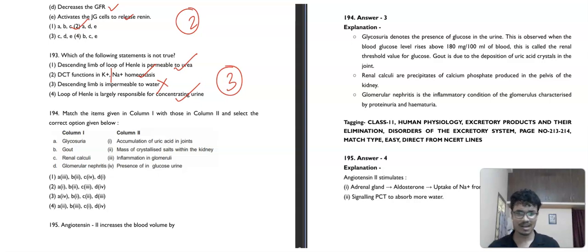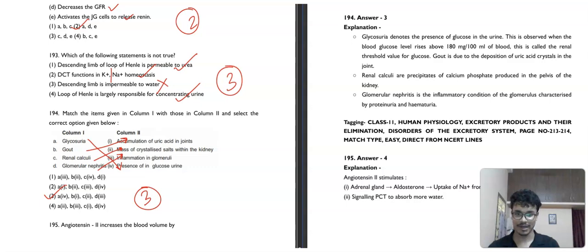Then glycosuria. Okay, so just break it. Glyco means sugar and suria means something is released in urine. So that is basically presence of glucose in urine. And gout arthritis, you know, is accumulation of uric acid in joints. Then renal calculi means a mass of crystallized salts within the kidney. And glomerular nephritis, itis means inflammation, so inflammation in the glomeruli. The third option will be your correct answer for this question.